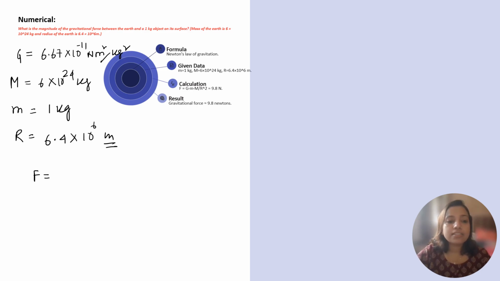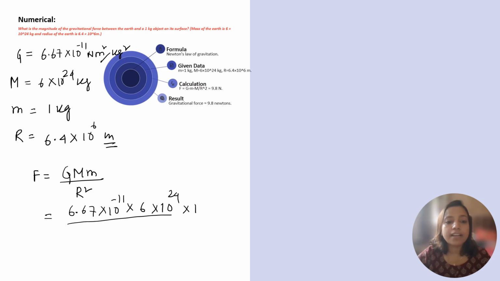So we know that F is equal to G M m divided by d square. Here we are taking the radius of the Earth, so this is r square. This is equal to 6.67. Now we are substituting all the values here: 6 into 10 to the power 24 kg into 1 divided by r, which is 6.4 into 10 to the power 6 meter square.